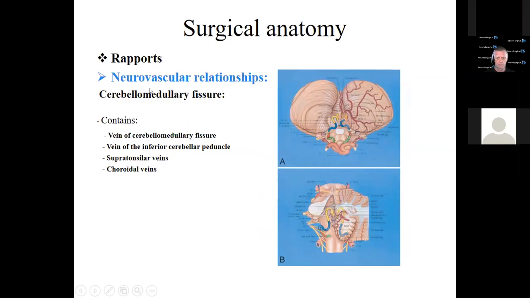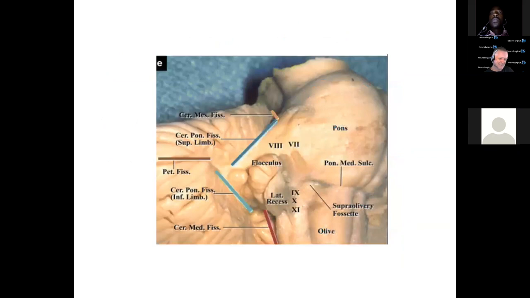Another feature in the neurovascular relationships is the cerebellomedullary fissure, the fissure between the cerebellum and the medulla oblongata. In this fissure we have veins: the vein of the cerebellomedullary fissure, one of the main veins, the vein of the inferior cerebellar peduncle, the supratonsillar veins, and the choroidal veins. Here we have an image depicting the cerebellomedullary fissure, with the medulla anteriorly and the cerebellum posteriorly.